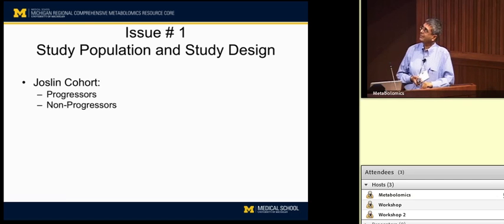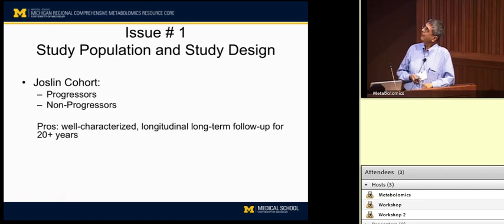One of the biggest advantages of this cohort is that they have very well delineated patients that were deemed as progressors and non-progressors, meaning that these people developed kidney failure needing dialysis, and those who did not, who were diabetic. They're very well characterized, with longitudinal and long-term follow-up for 20 plus years. So really a very robust cohort of subjects that were available to us.